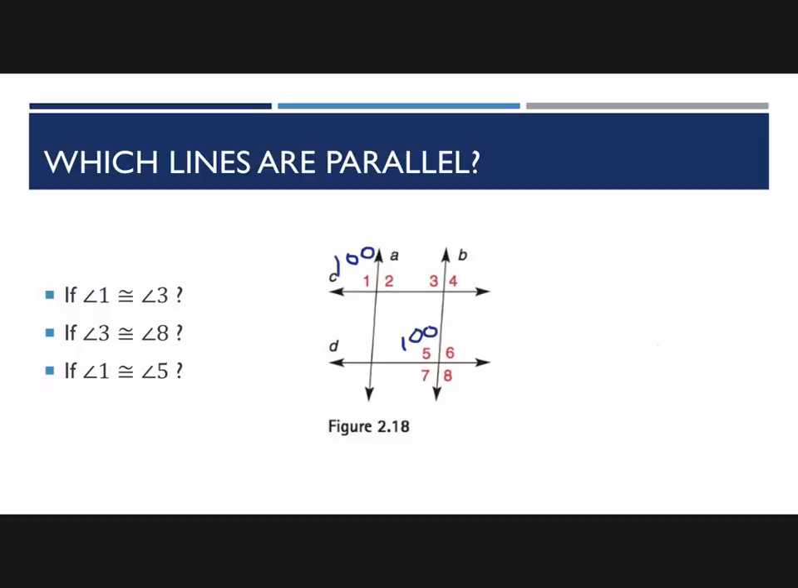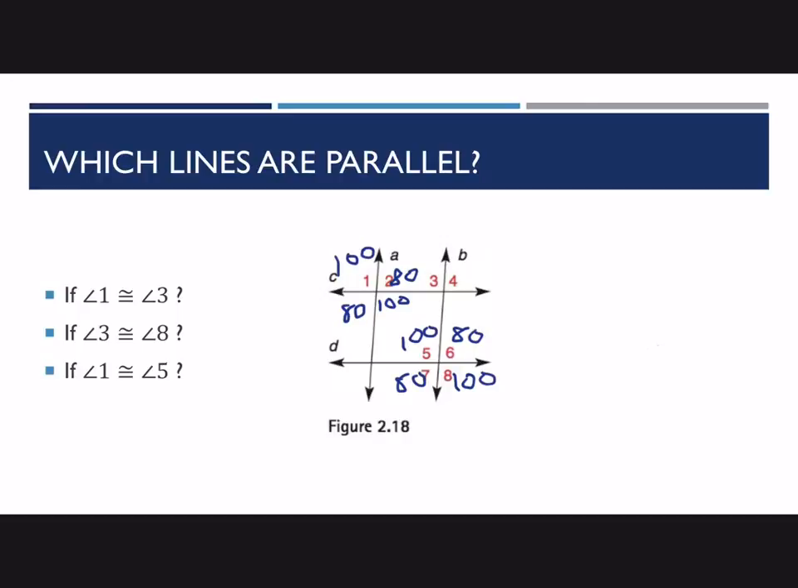Okay, well, what else do we know? Well, the vertical ones to those would also be 100. Okay, vertical ones are congruent regardless of whether or not the lines are parallel. And then we know that linear pairs are supplementary, so like 5 and 6 are on a line, so that would have to be 80. 7 would have to be 80. 2 is 80, and this unlabeled one is 80.